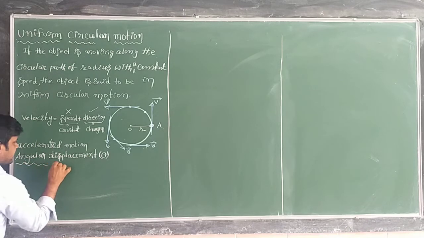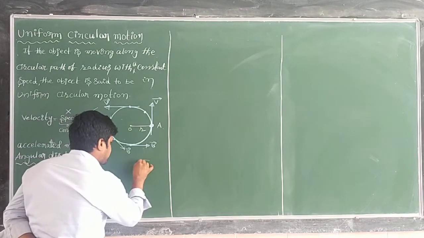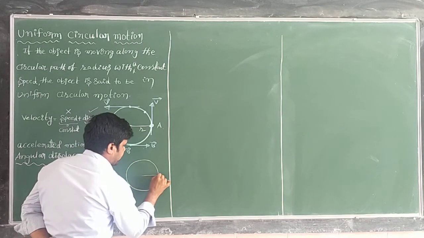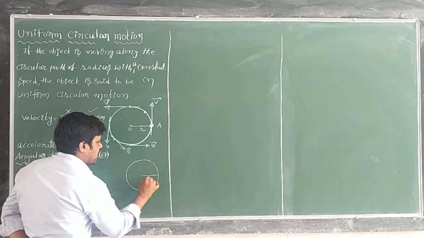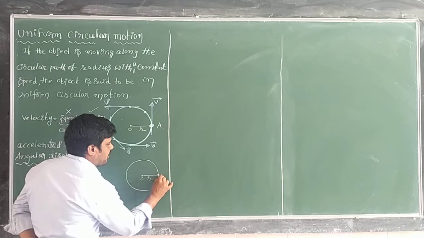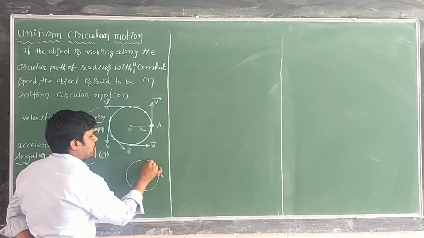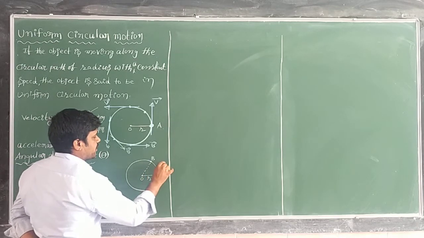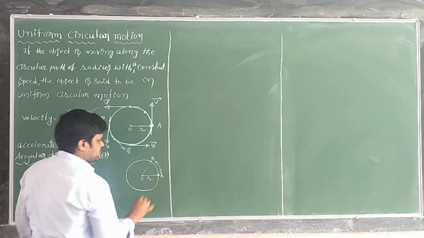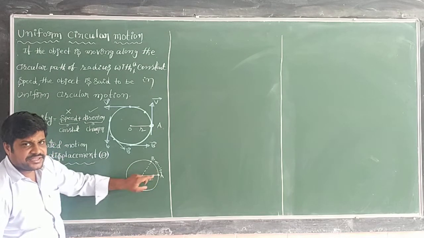So let me see here, first of all, angular displacement. What is the angular displacement? You just see it like this. This is the circular path of radius r, with center O. Initially the object is at a point A. After some time the object has reached point B. When it is traveling from A to B, how much distance is it covering? That is nothing but this distance.